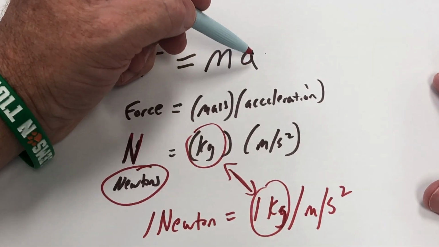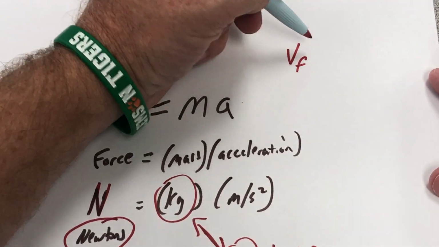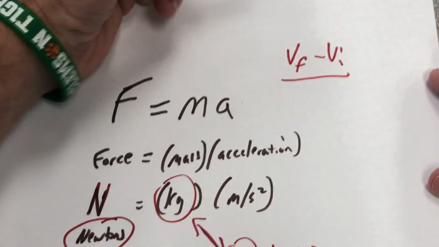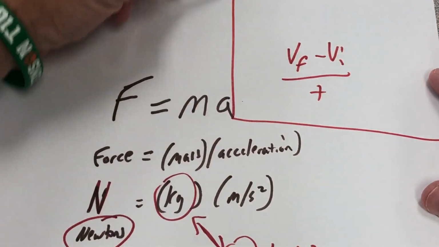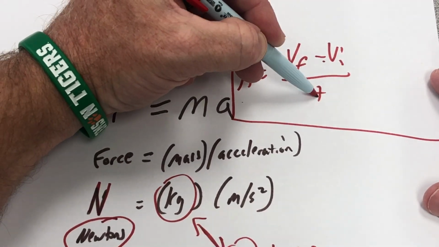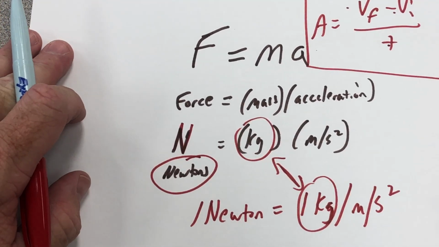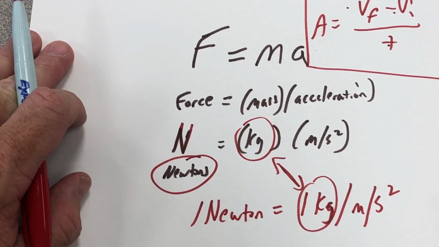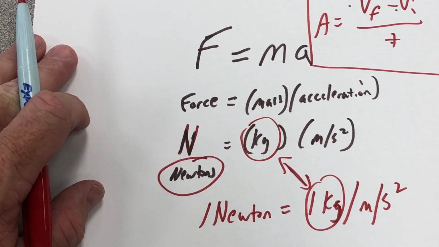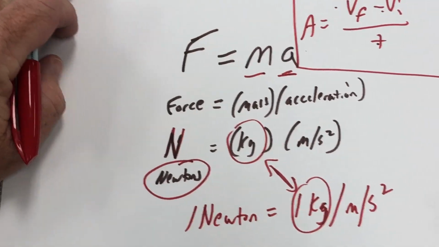Acceleration, similar concept there. Acceleration is meters per second squared. And if you don't remember how to calculate acceleration, it's velocity final minus initial divided by time. So again, that's Newton's second law. The force acting on an object is equal to the mass of that object multiplied by its acceleration.